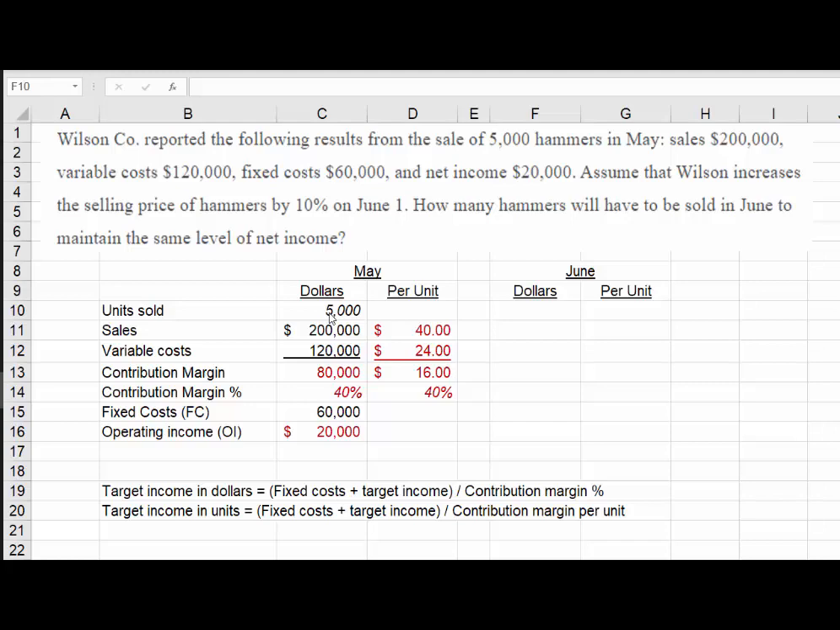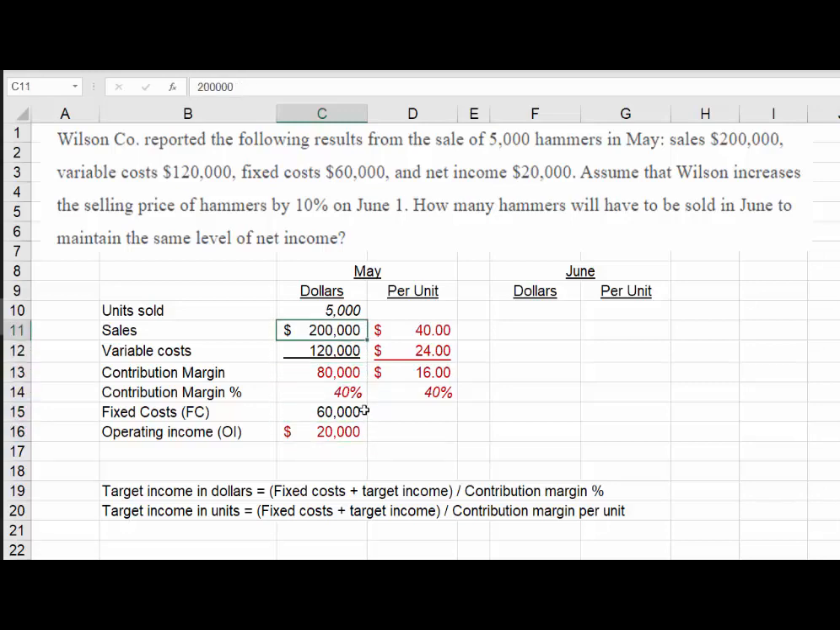So 5,000 units, sales are 200,000, variable cost are 120,000. When we subtract variable cost from sales, we get contribution margin. I did that calculation right here: just take the value in C11 minus C12, that's contribution margin, 80,000. Now, we can calculate the contribution margin percentage by taking contribution dollars and dividing by sales, and that comes out to be 40%. They gave us fixed cost of 60,000. So if we subtract the fixed cost from the contribution margin, we come up with a net income of $20,000.